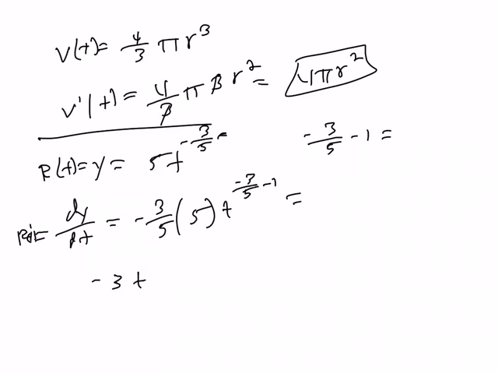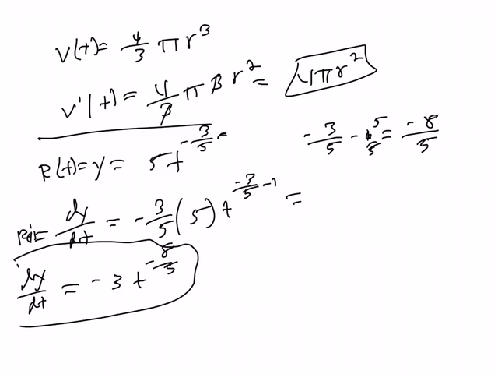t, and then this is equal, so 5 over 5, then we have negative 3 minus 5, negative 8 over 5, so this is equal to negative 3t to the negative 8 over 5, right? So dy over dt is equal to this. That is the 10th problem.